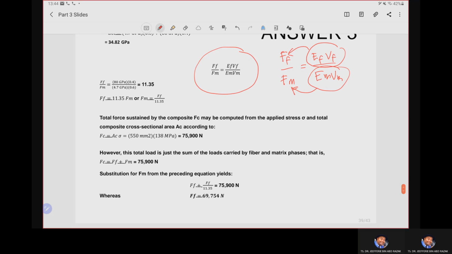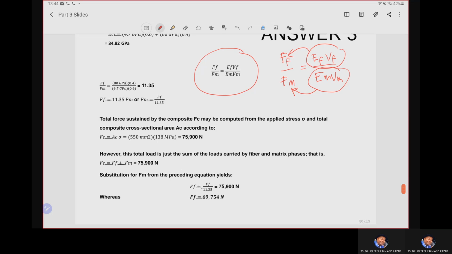So by plugging in all the data given, the E_F given is 80 gigapascal, and the V_F is about 0.4, the E_M, just now, is about 4.7 gigapascal, and the V_M is about 0.6.